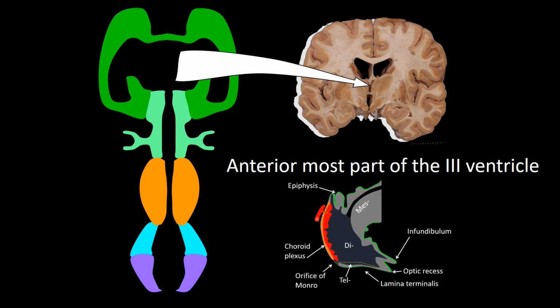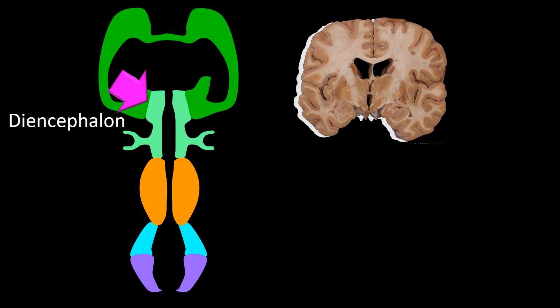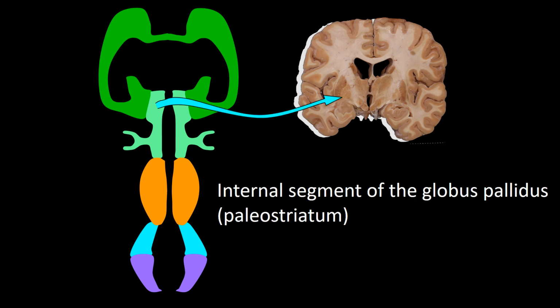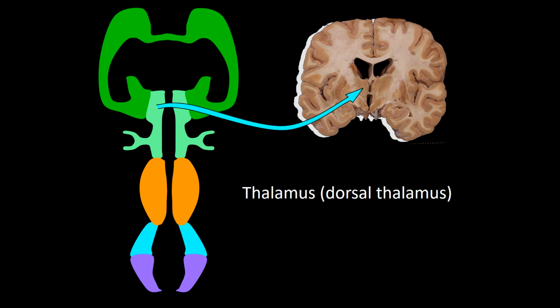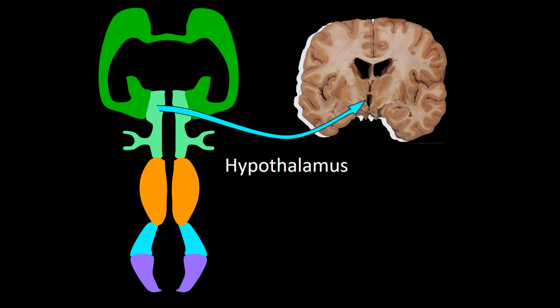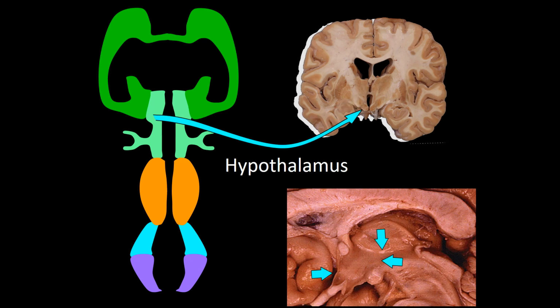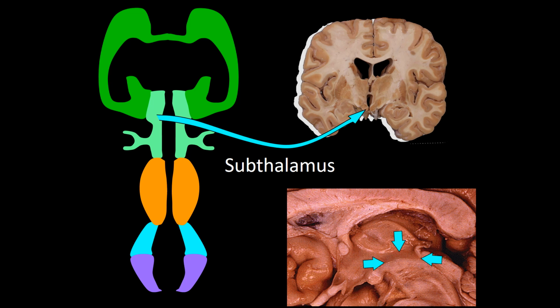This area is very small, as you can see in the new figure representing an adult ventricular system. Notice that only the area anterior to the yellow line corresponds to the telencephalic contribution of the third ventricle. From the region of the diencephalon that fuses with the telencephalon develops the internal segment of the globus pallidus, the thalamus, the hypothalamus, which you can see indicated here, and the subthalamus, the area between the thalamus and the midbrain.